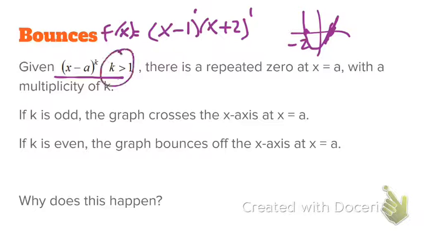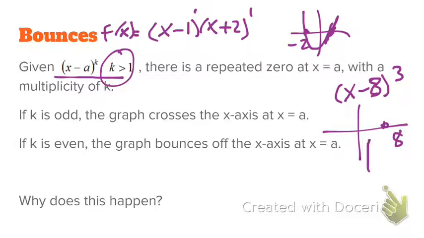But if k is greater than 1, we have to think, if it's odd, then the graph is going to go through the x-axis at x equals a. Now it's going to snake through it. So something like x minus 8 cubed. That behavior around the 8, it wouldn't go straight through, it would kind of flatten out around there. And we're going to look at why that happens.